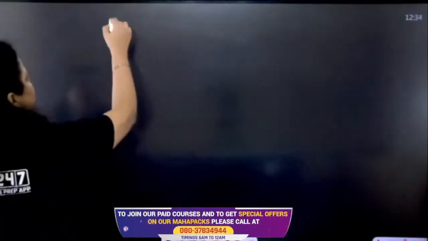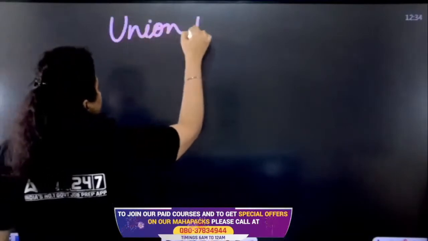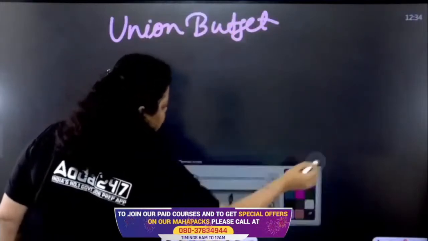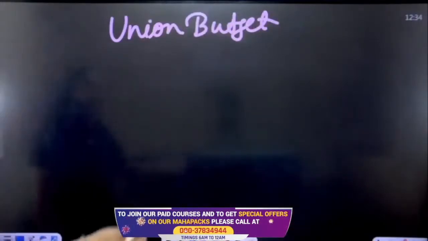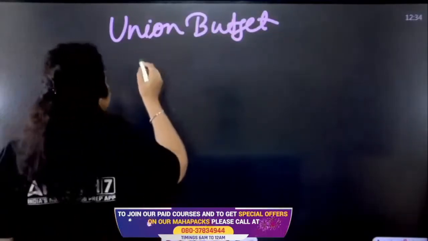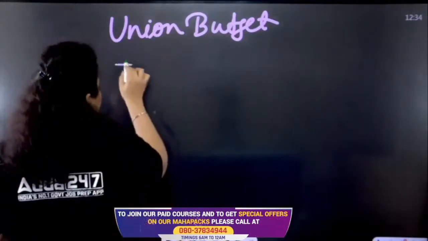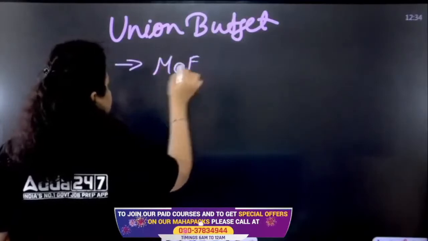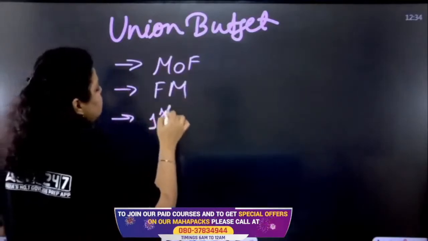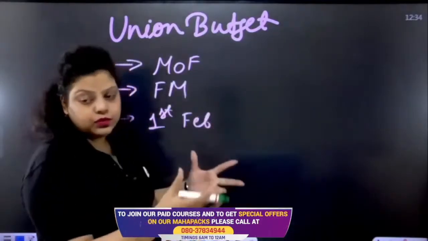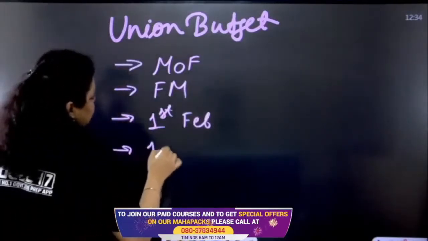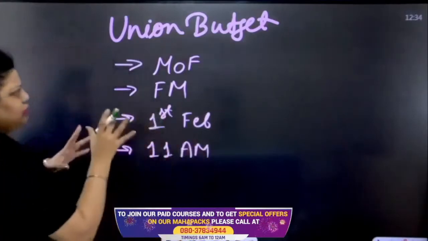The union budget is also what you can call fiscal policy. The fiscal policy is presented every year with the union budget of the Government of India. It is prepared by the Ministry of Finance and presented by the Finance Minister on 1st February, the first working day of February, at 11 a.m. This is the basics of your budget.